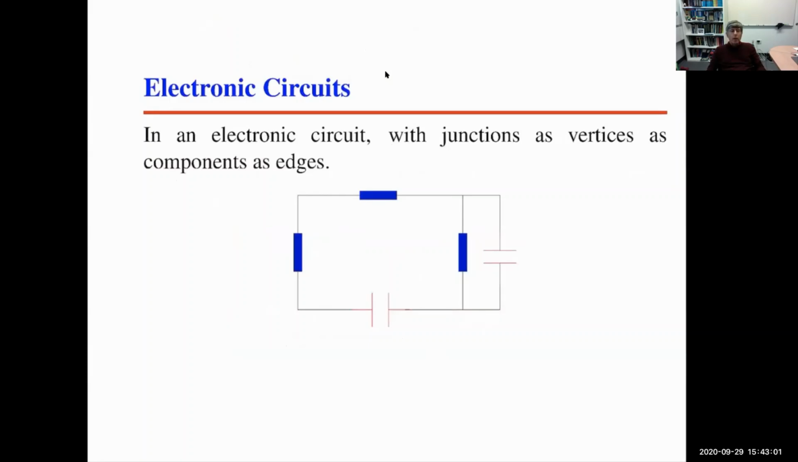Another network that is often useful to think about as a network is an electric circuit. This is a simple electric circuit where you've got resistors in blue and capacitors in red bars. What are the vertices of this network, and what are the edges?